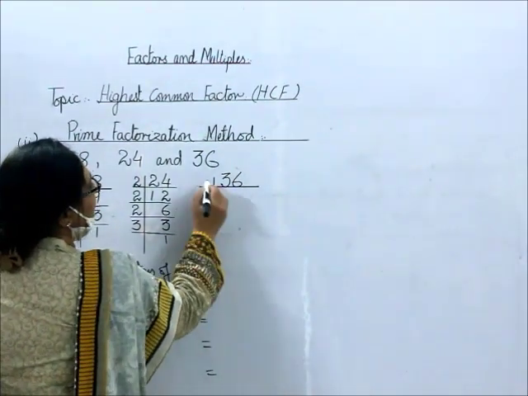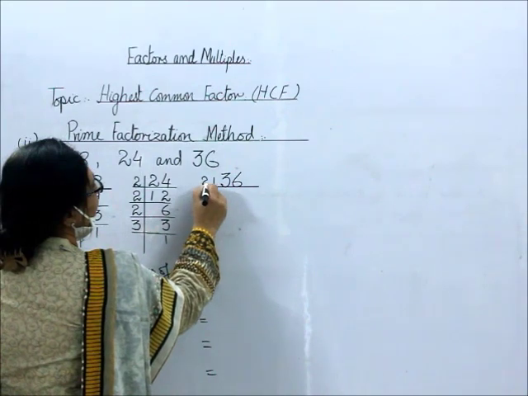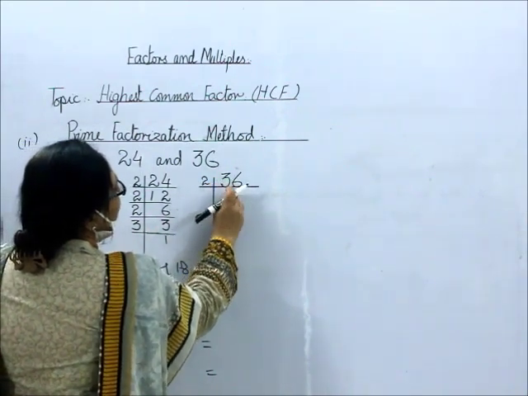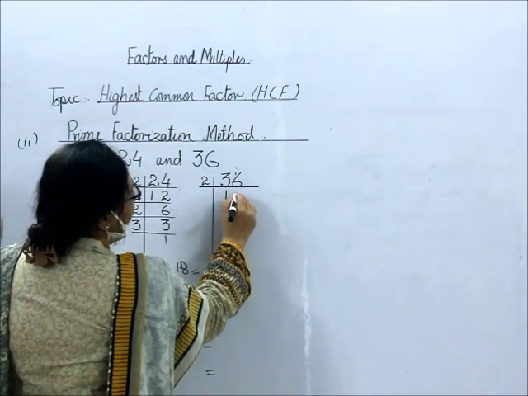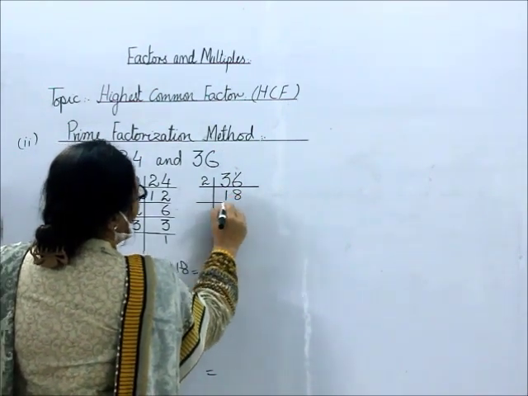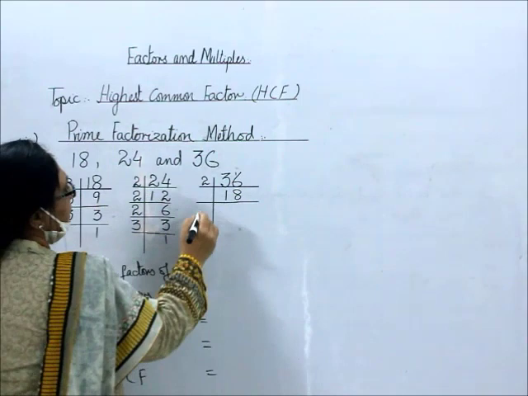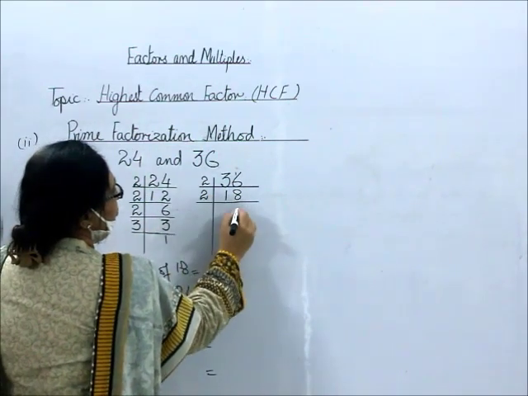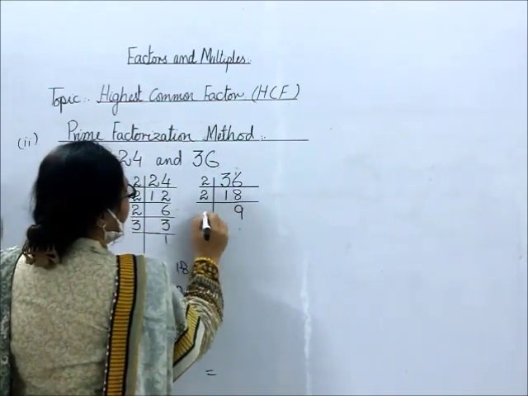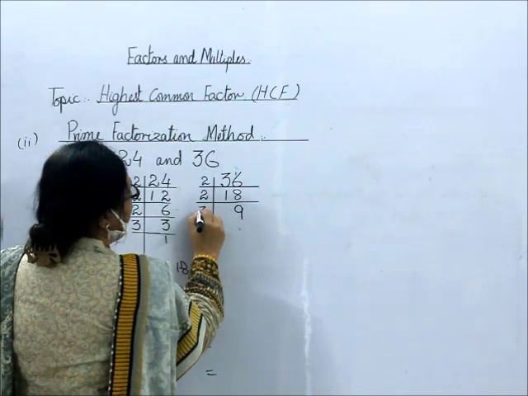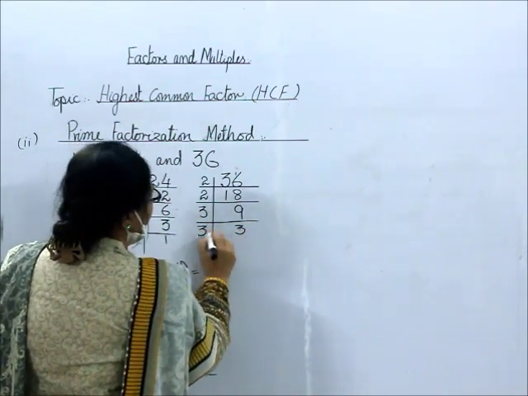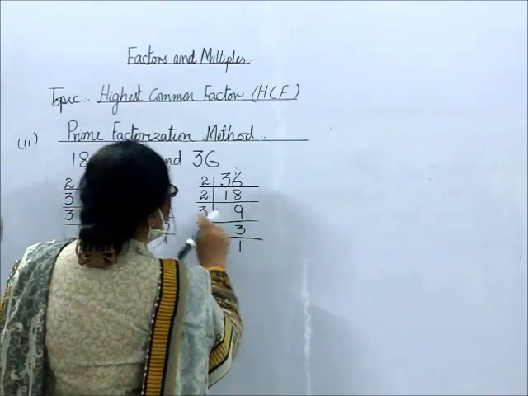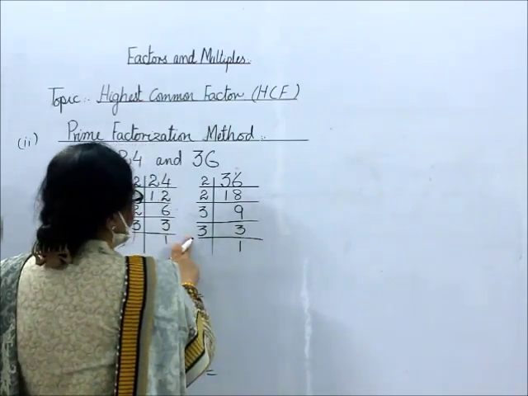36 is also an even number, so let's divide it by 2. 2 1s are 2. 3 minus 2, 1 is left. It will make 16 over here. So 2 8s are 16. Now 18 is an even number. It is also divisible by 2. 2 9s are 18. Then 9 is an odd number, divisible by 3. 3 3s are 9, and then 3 1s are 3. So these are the factors of 36.